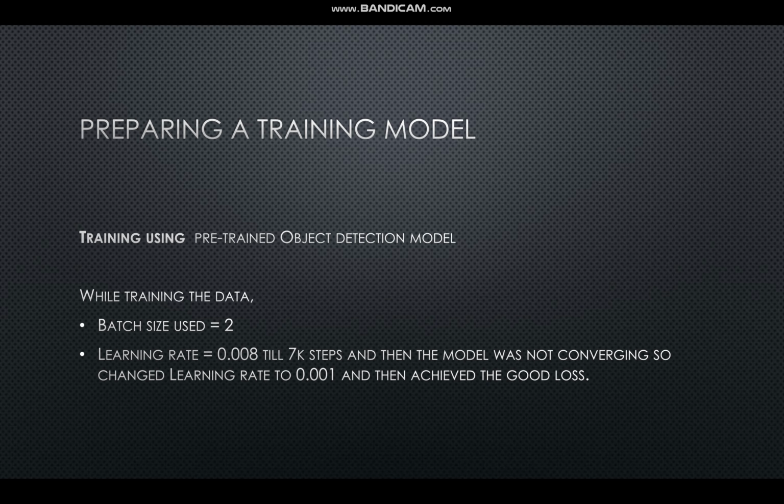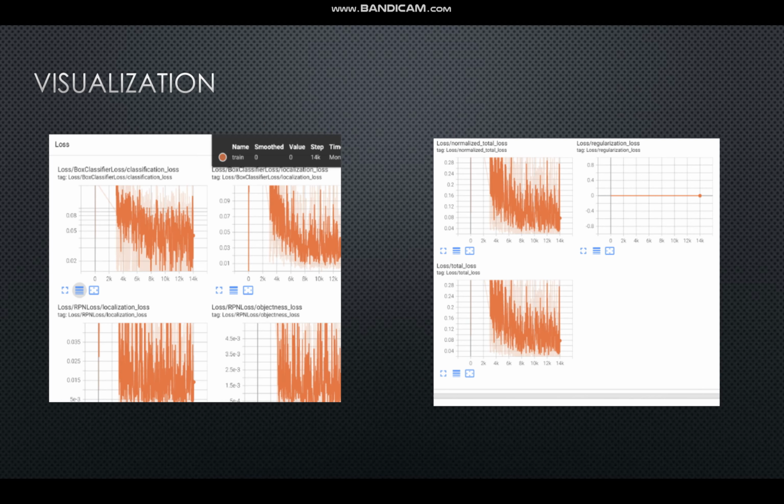For training the model, once the data was collected, I used a pre-trained object detection model. While training, I used a batch size of 2, and the learning rate was initially set to 0.008 till 7k steps, and then the model was not converging. So I had to change the learning rate to 0.001 and then achieved a good loss. Some of the visualization of loss can be seen in this graph, where you can see different kinds of loss and also the total loss on the right side.